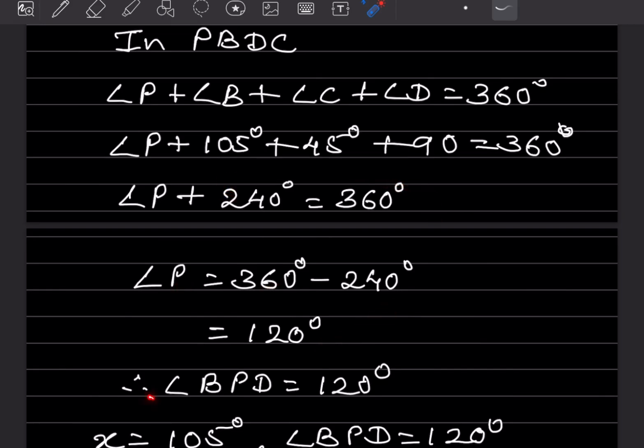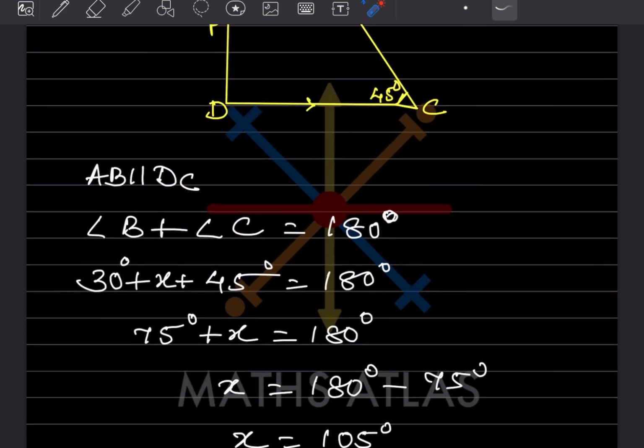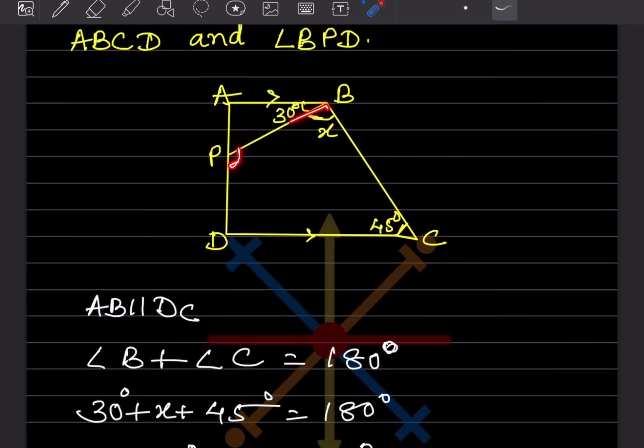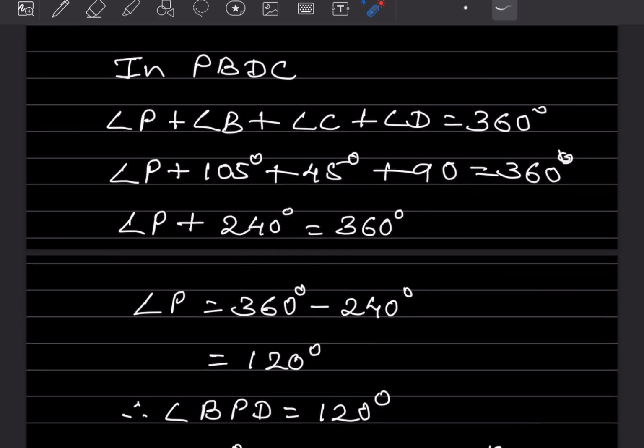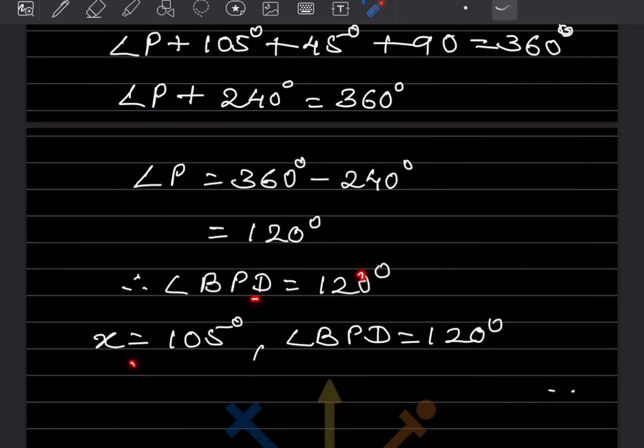So we can say this angle P is nothing but BPD. So we can say angle BPD is 120. So x is 105 and angle BPD is 120. So by this one we have completed today's work.